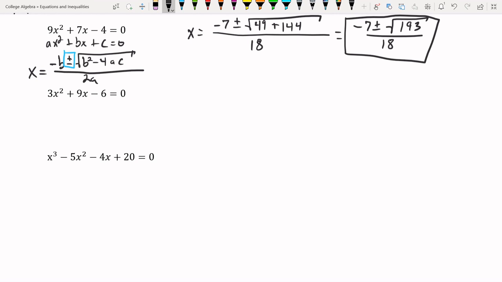Okay, the next problem, we can divide everything by 3. That gives us x squared plus 3x minus 2 equals 0. And we can ask, is there an AC method here? A times c is negative 2, b is positive 3. Two numbers that multiply to give negative 2 and add to give positive 3.